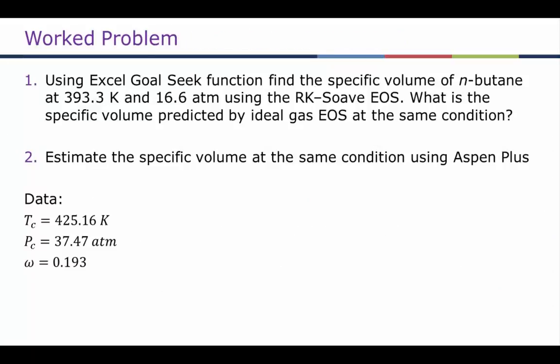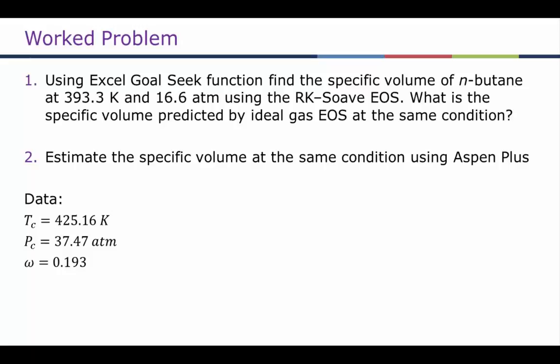So to model these, let's look at a work problem using the Excel goal-seek function. This is talking about N-butane at 393.3 Kelvin and 16.6 atmosphere. As you can see, the pressure is high enough. Anything above 10 atmosphere, the ideal gas equation of state will not be able to model properly. So we need to look at other equations of state.